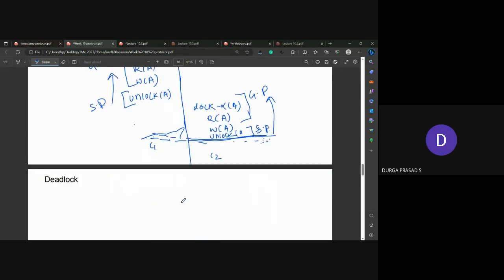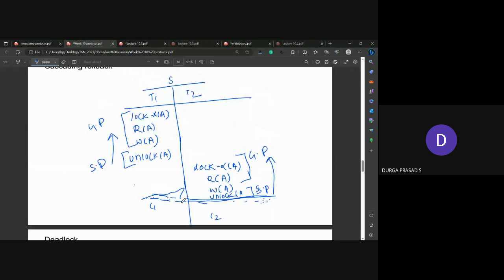Since T1 fails, we have to roll back T2 and then roll back T1. That's cascading: you have to roll back all. Suppose T3 is also there. If T2 fails, we don't have to roll back T1, right? Suppose we have a failure at this point.